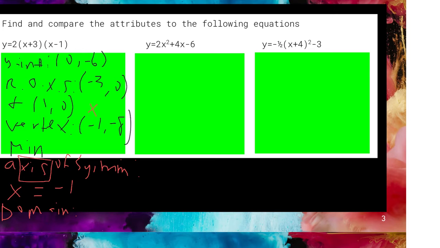All right, and then the domain is always all real numbers. Okay, we should have that engraved by now. So all real numbers.